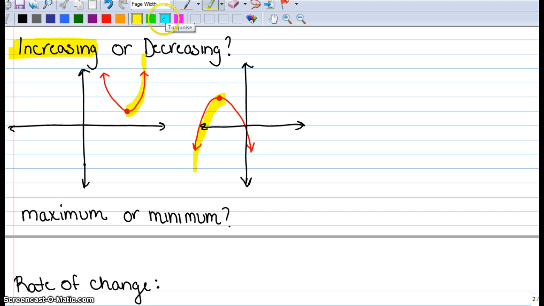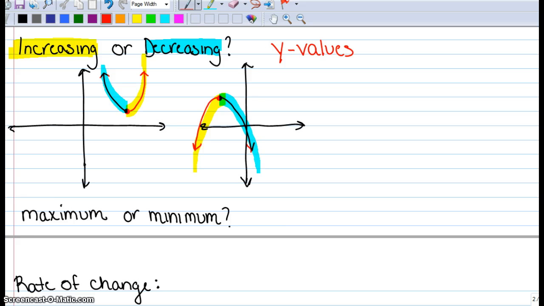Then to look and see where it's decreasing. So decreasing means our y values are getting smaller. And that would be on the left-hand side of the parabola that's opening up. And then over here would be on the right-hand side. Those values are getting smaller. So when we're talking about increasing or decreasing, where that's happening, we are looking at the y values. Where are the y values getting larger? Where are they getting smaller?